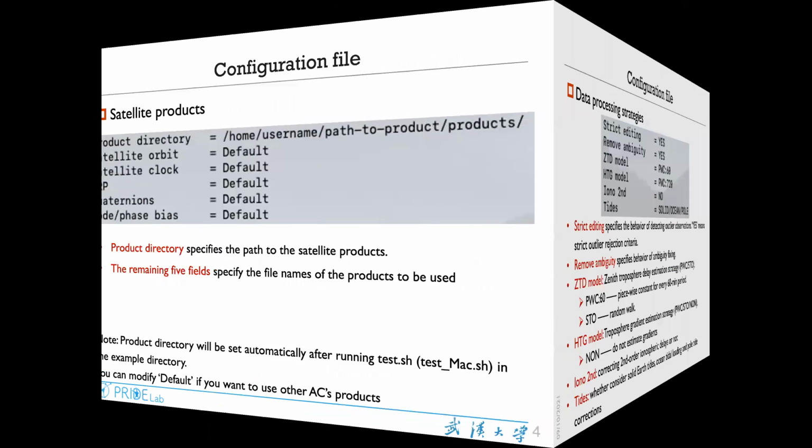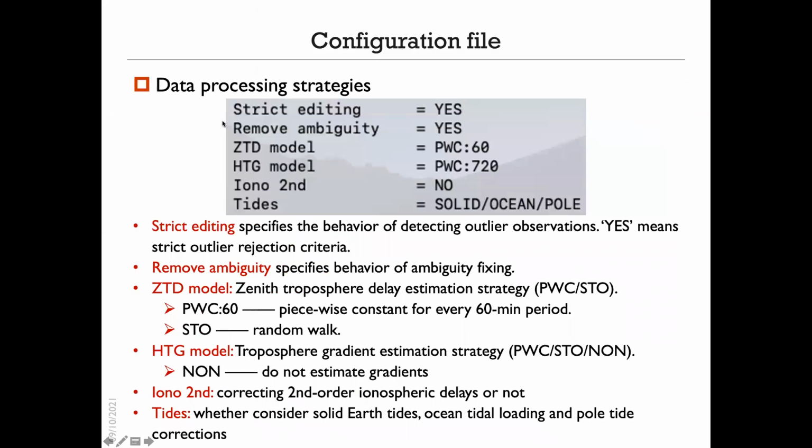All right, okay, let's come to the third part. The third block is data processing strategies, some details about the troposphere and the tides, and whether you are going to edit the data in a strict way or non-strict way. For example, strict editing means the behavior of detecting outliers and selecting observations. We know some observations may have very bad quality. If you use some strict editing criteria, then you may remove a lot of data.